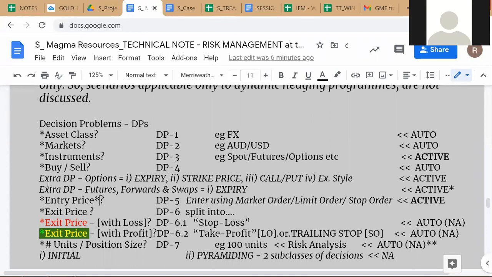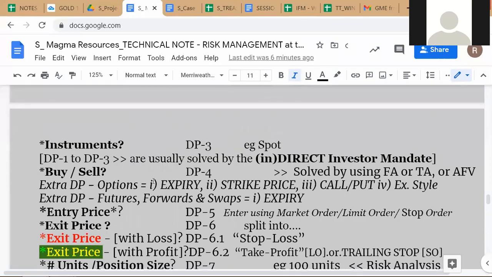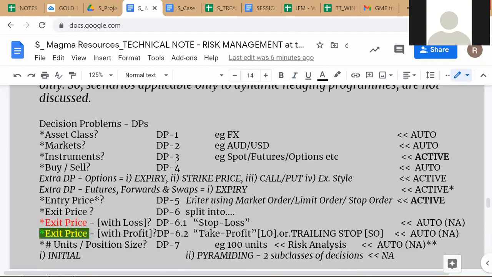Now, if you remember when we had looked at the enumeration of the problems, the font size here is bigger actually. And the font size here is smaller.